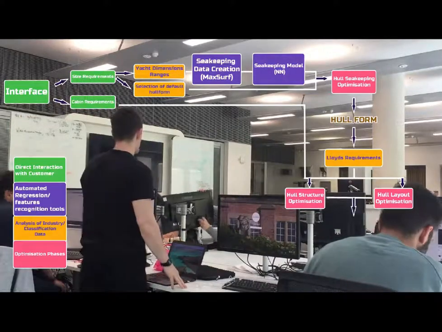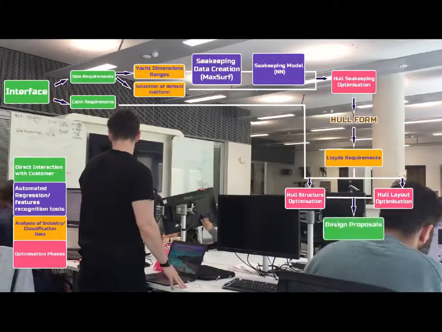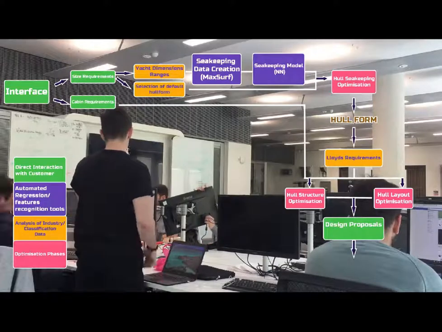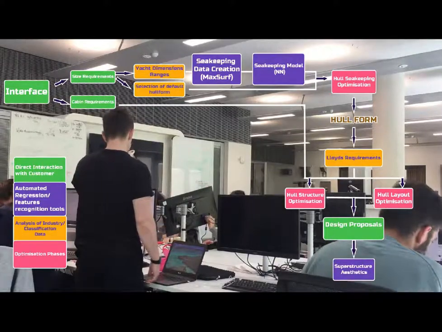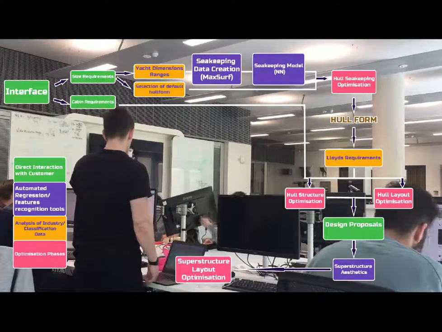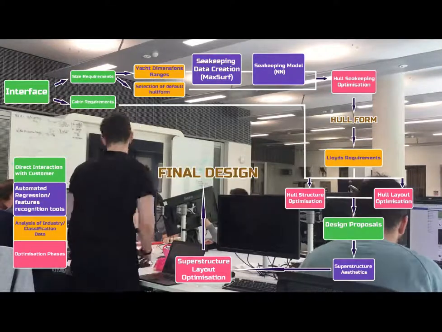This way, design proposals are created, and the superstructure aesthetics module then starts to create different superstructure designs. The superstructure's layout is then optimized, and the final design is produced.